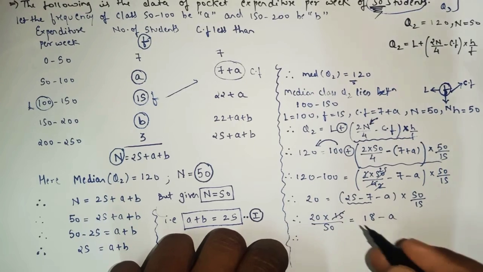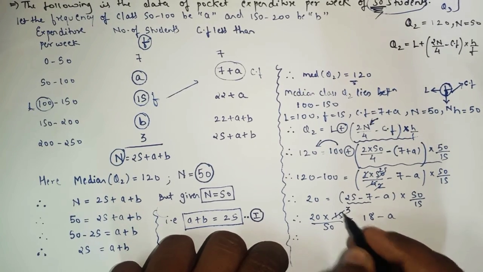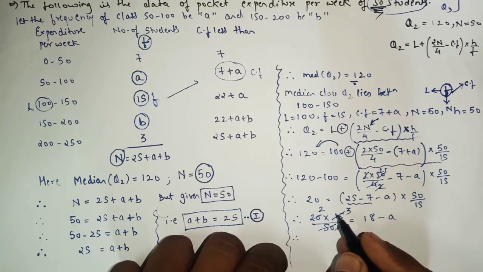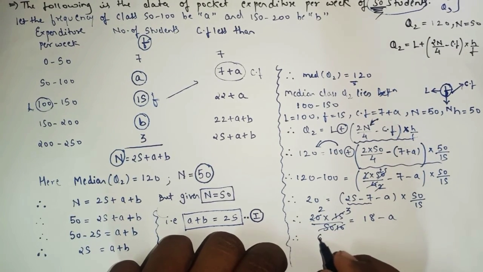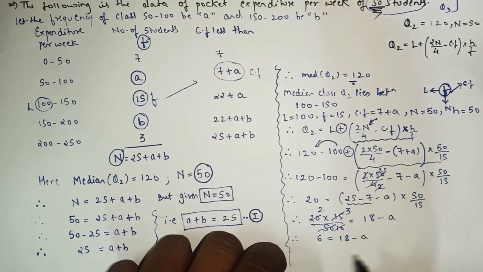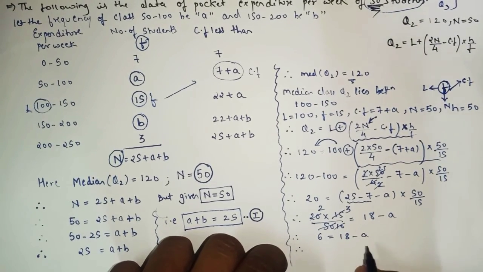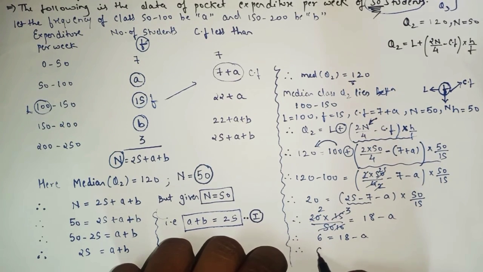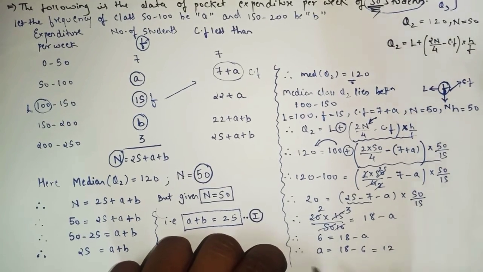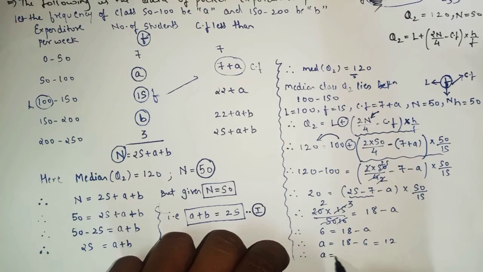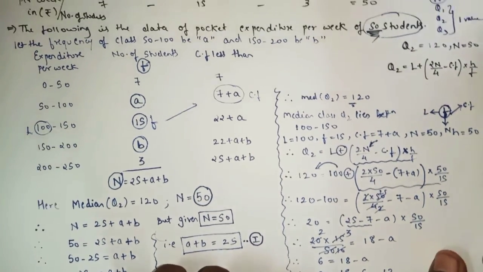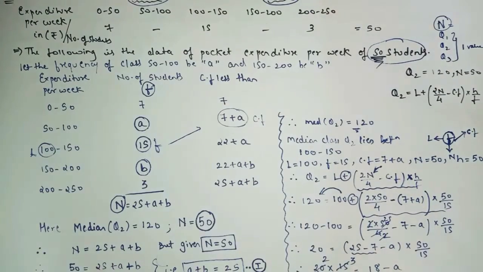So this will be 5 threes are 15, 5 tens are 50, 10 ones are 10, 10 twos are 20. So 2 threes are 6 equals to 18 minus a. So here we will get the value of a, yes or no? So we'll shift this a to the left hand side. So this will be 18 minus 6. So 18 minus 6 is what, 12. So therefore here we got the value of a as 12. As per the rule of the question, we require the value of the missing frequency.